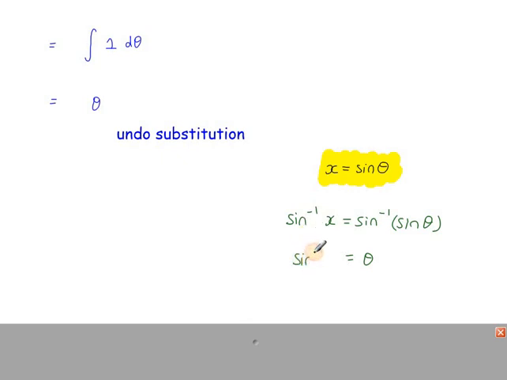So our theta is just equal to sine inverse of x, or we can also use the arc sine x notation as well. So our final answer would be equal to either sine inverse of x plus a constant of integration, or we can say arc sine x plus a constant of integration.